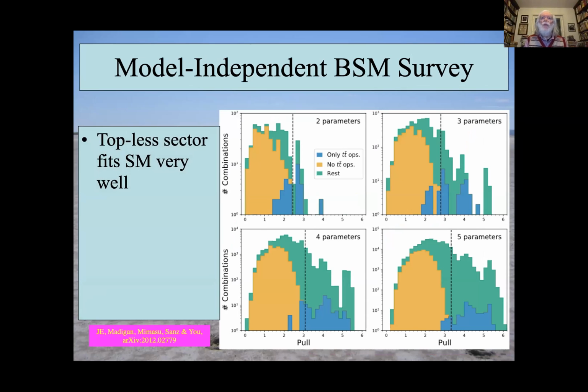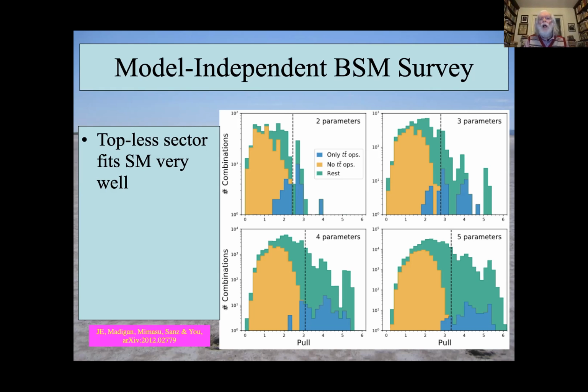So in that stop scenario, the stops contribute to 4 different operator coefficients. There are some simple extensions of the standard model that only contribute to 1 operator. There are others that contribute to more than 1. So what we did was we looked at all possible combinations of 2, 3, 4, and 5 operators in the SMEFT. And we asked, is there any indication for any combination of up to 5 operators of a deviation from the standard model?